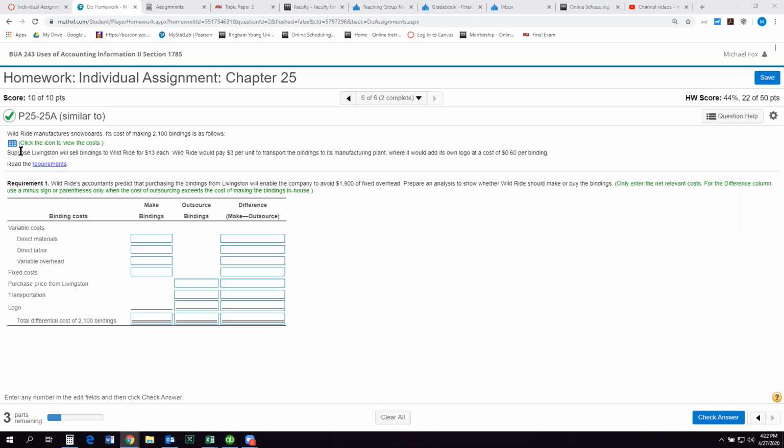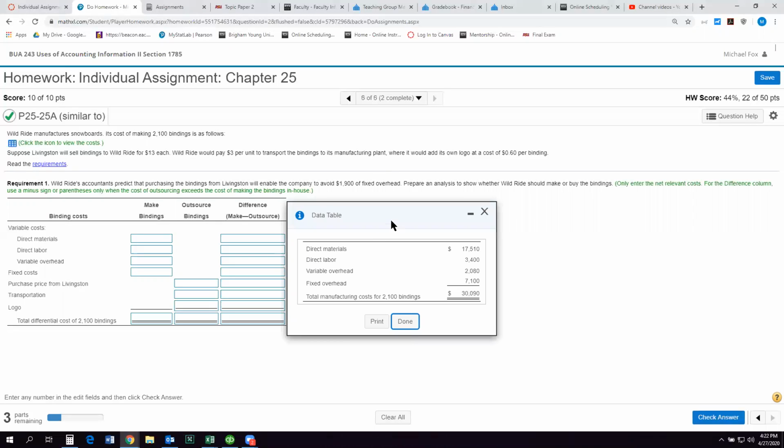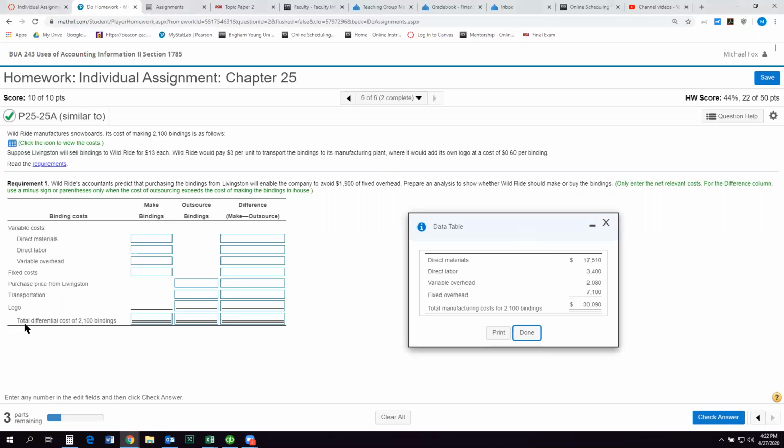Wild Ride manufactures snowboards. They made 2,100 bindings for their boards. They have a chance to buy them from a place called Livingston for $13 each. They pay $3 for transportation and 60 cents per binding to put their own logo on it. So here's their total costs. So we're supposed to produce this sort of report to decide which is the better choice for them.